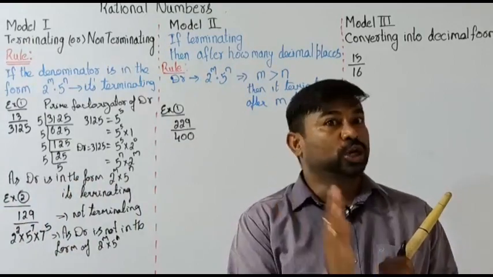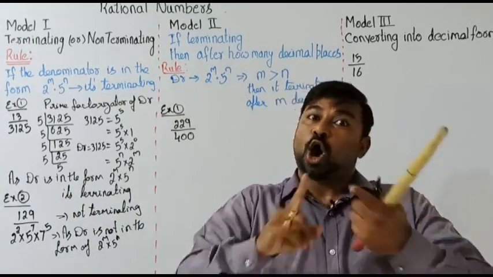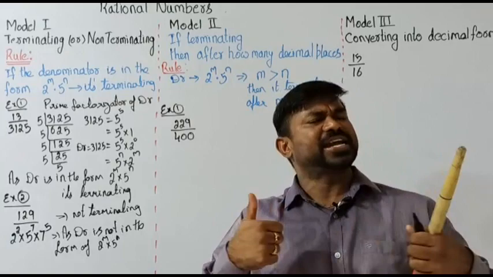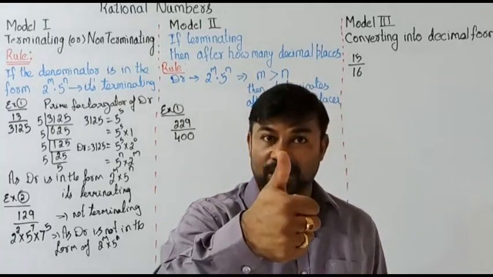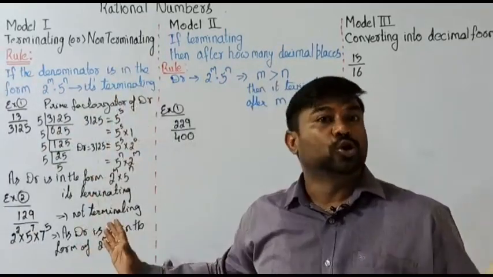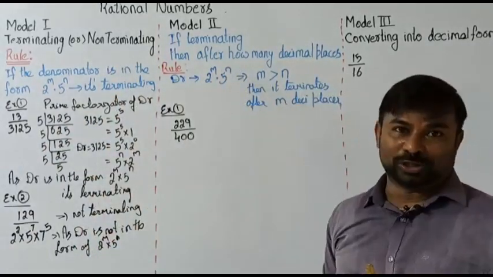Then if we are having only 2's or only 5's or both the combination of 2 and 5, it's fine. It is terminating. Otherwise, it is non-terminating. You have to remember. That's the model of rule 1. Now let's go for the rule 2.